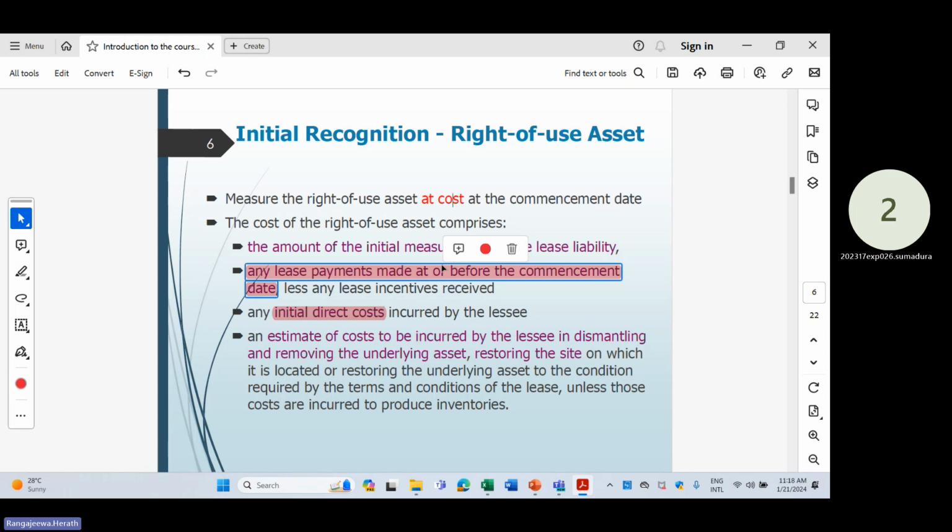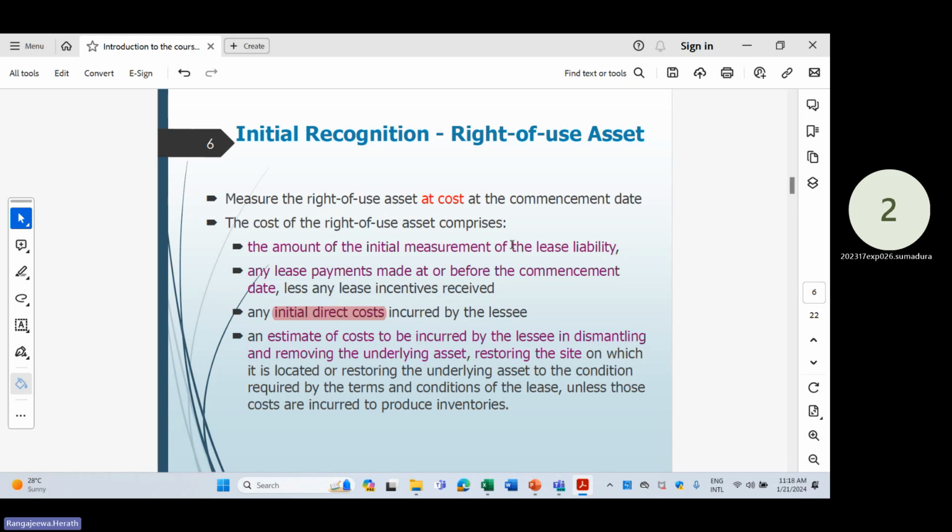So any payment made at or before the commencement date, those are the initial payments, the down payment. That becomes part of the right of use asset. Then like property, plant and equipment, when you are acquiring an asset, there can be direct costs, initial direct costs. If you purchase land, there may be legal charges, right? Some brokerage fee or something like that.